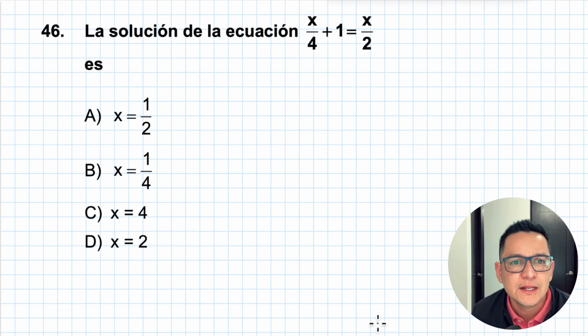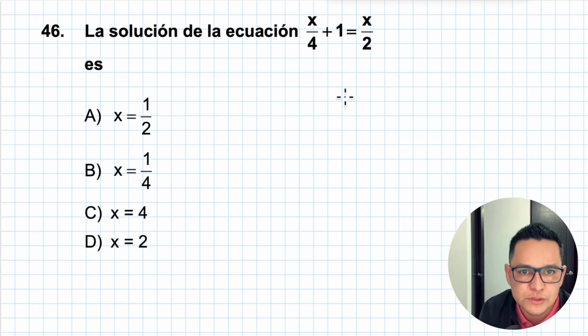It says, the solution to the equation, they give us the equation here, is, and we also have 4 possible answer choices. Many times people get a little scared by this because they say, oh, there are fractions. But don't worry, okay? I mean, the fact that there are fractions really isn't bad at all. We're really going to solve it as if there were no fractions.